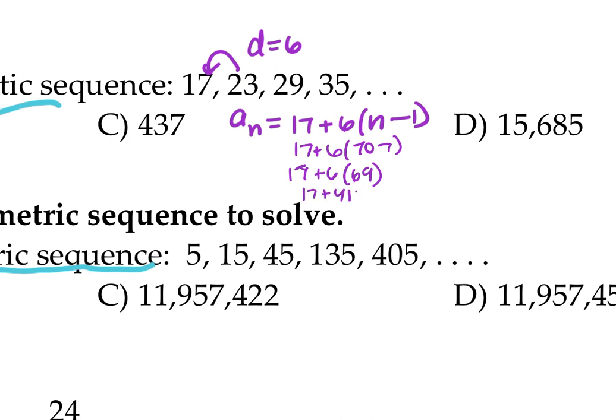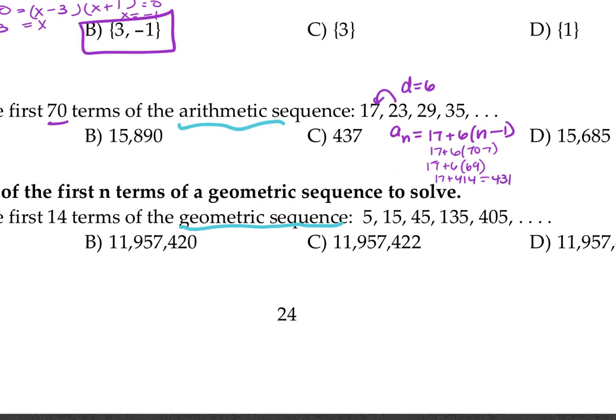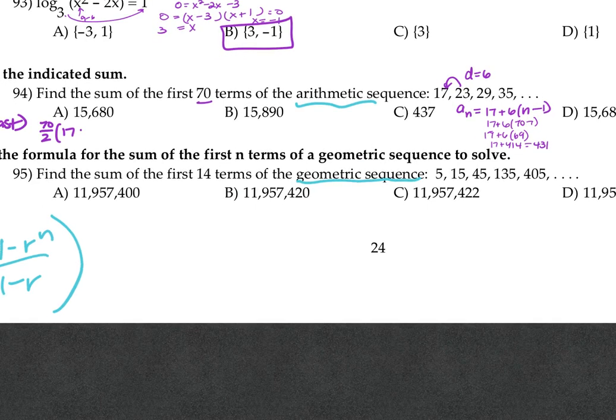17 plus 4, 14 is 431. And that would be the 70th term. So then I would do 35 times 17 plus 431, 448, which is 15,680.